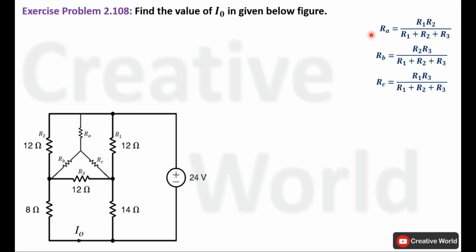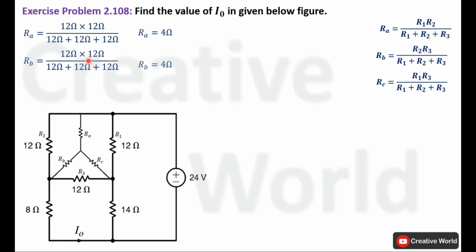Start calculating RA. For that purpose, we will take the product of R1 and R2 and divide with the sum of three resistances R1, R2 and R3. Solve this equation to calculate the value of RA, that will be 4 ohm. Now all of these resistances connected in delta configuration have same values. So their equivalent resistances in star configuration will also have same values of 4 ohm.